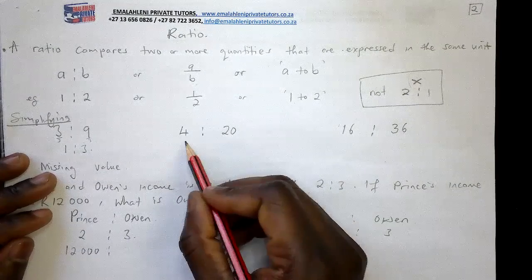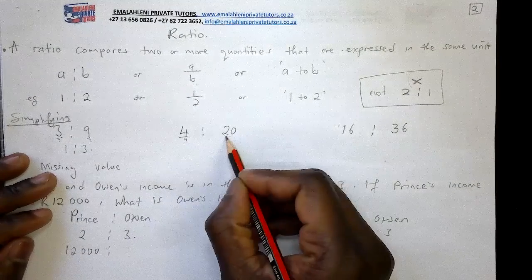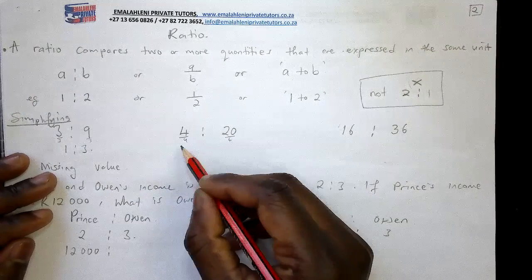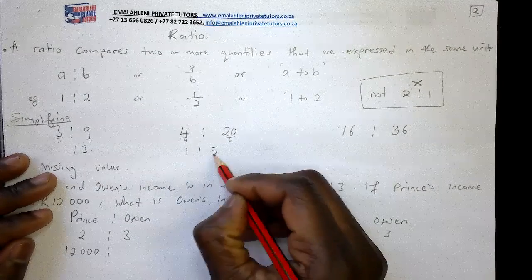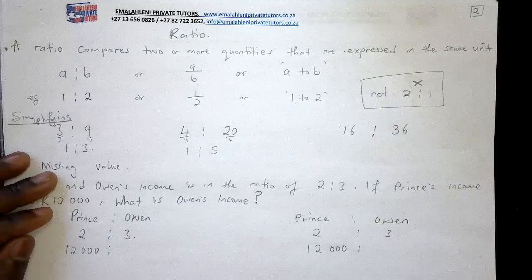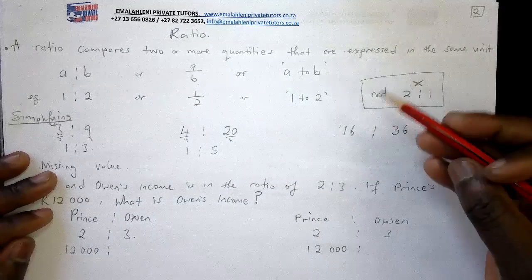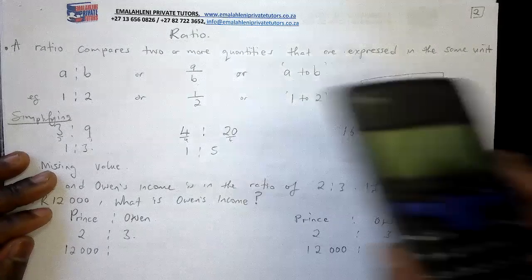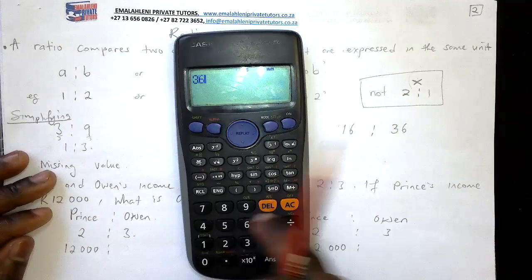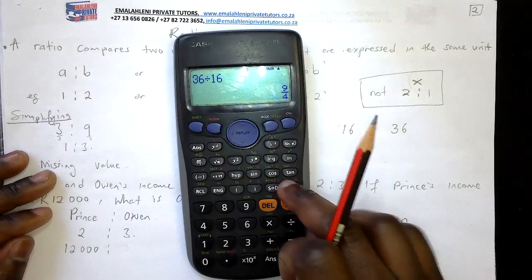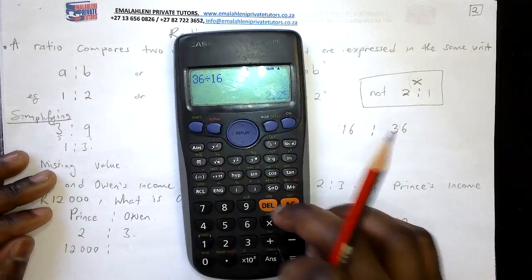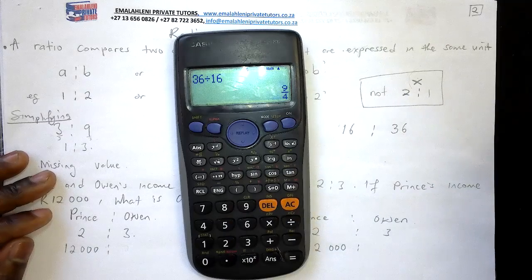Then here 4:20. Then also you divide both sides by 4 because this is the smaller value. Then you have 1:5. Okay, that's how you do it. Then what else can we see here? 16:36. But now if you say 36 divided by 16, what do you get? You get 9/4, which is actually a fraction.